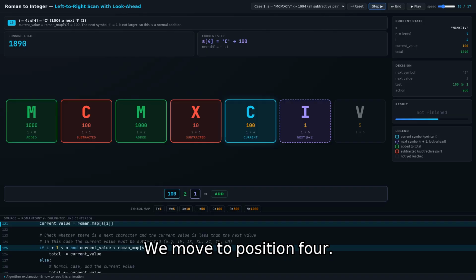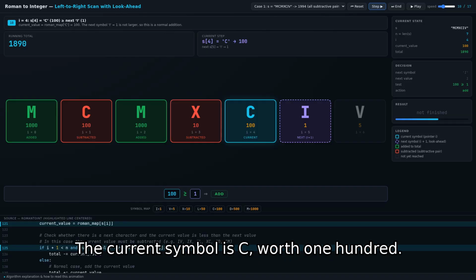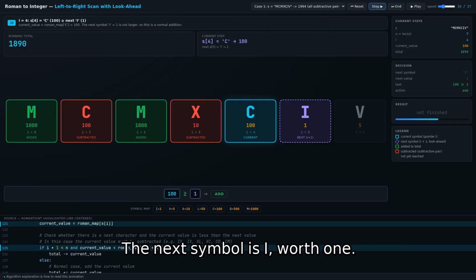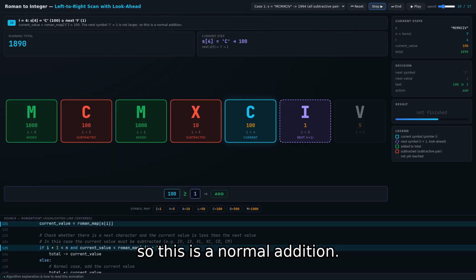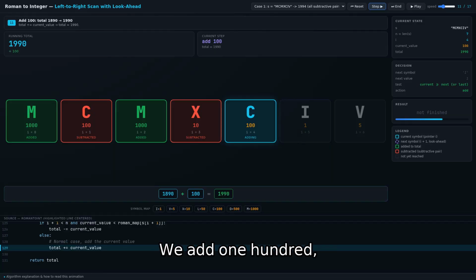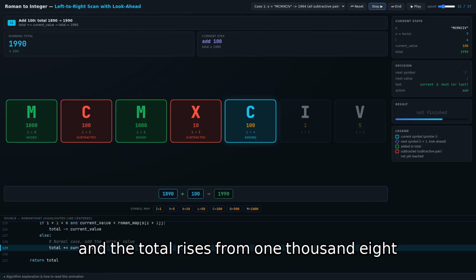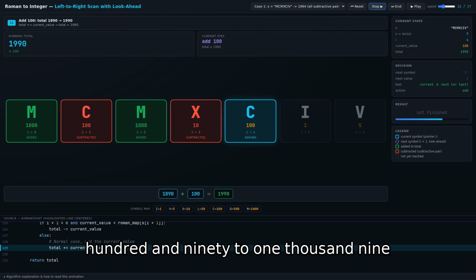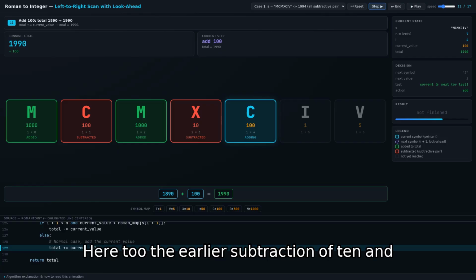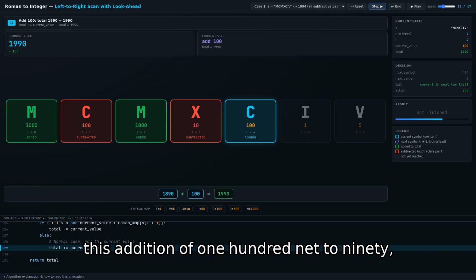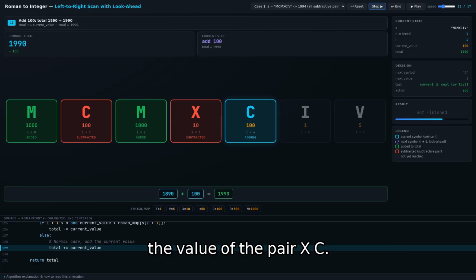We move to position 4. The current symbol is C, worth 100. The next symbol is I, worth 1. 100 is not smaller than 1, so this is a normal addition. We add 100, and the total rises from 1,890 to 1,990. Here too, the earlier subtraction of 10 and this addition of 100 net to 90, the value of the pair XC.